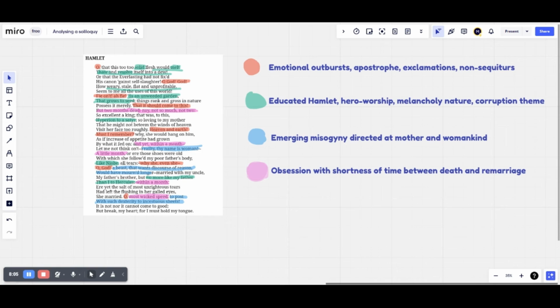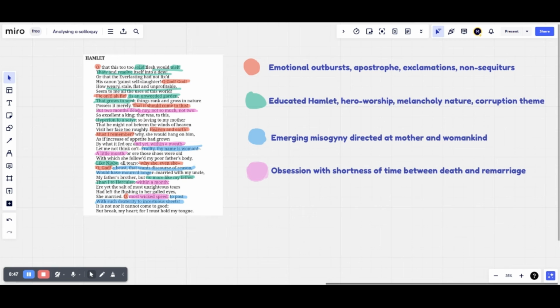He focuses in on the fact that "a beast that wants discourse of reason would have mourned longer" than his mother did. There's a link there, even though it seems to be interrupting himself. There was a kind of continuity. And then finally, "oh, most wicked speed, to post with such dexterity to incestuous sheets." There's a criticism there, citing biblical writ, that actually this is incest. To marry the father's brother is seen as incest in the Old Testament of the Bible. Again, you could also use that to show his educated and Christian nature or background.